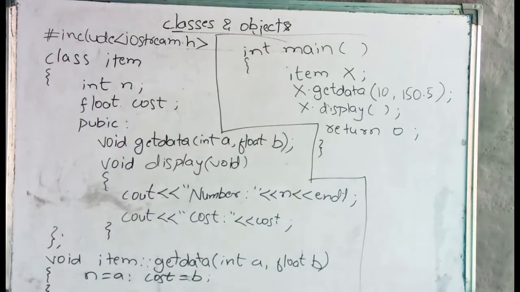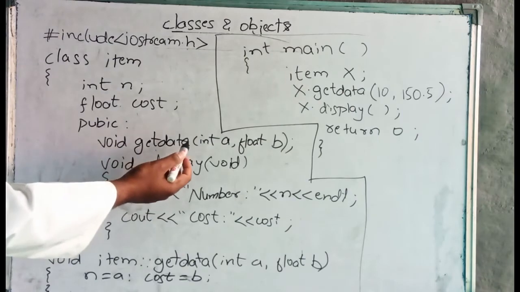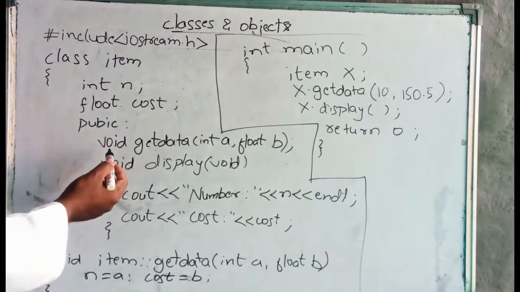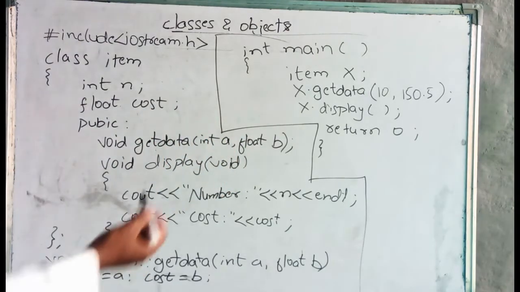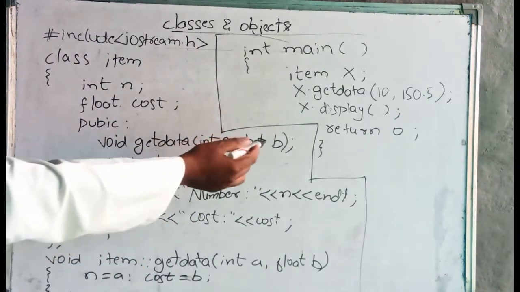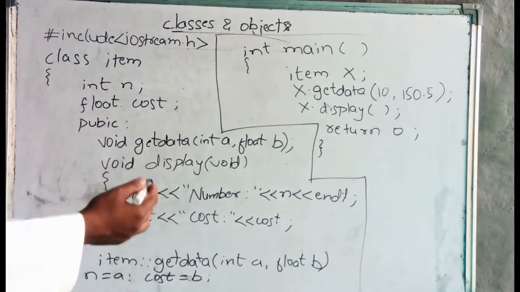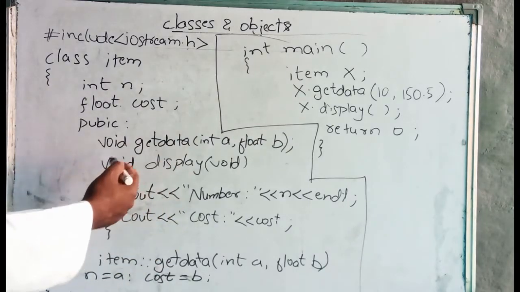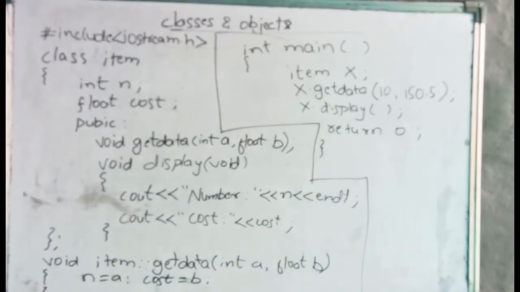Before we define it outside, we should write the declaration of getdata within the class definition. Here void is the return type, there is no return value. Two arguments are passed here, one is integer type, another is floating point. Here a and b are the names I am giving to the arguments. Next, I am declaring the display function. In this display function, also there is no return type and no parameters. No parameters we are passing.